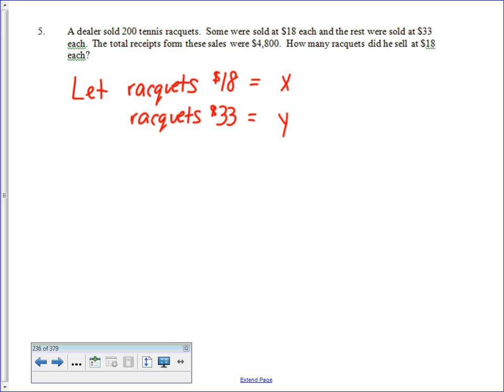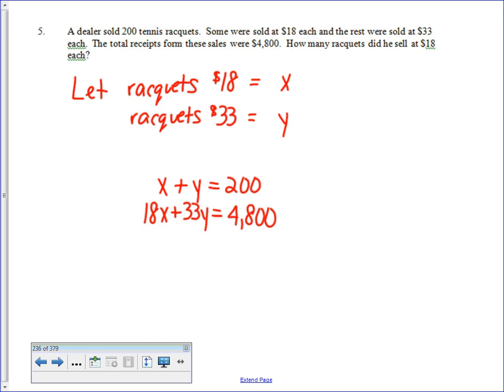Okay, now let's read the question. I sold 200 tennis rackets in total. So I know that X plus Y is 200. This is the number that I sold. My $18 racket is going to be 18 times X, and my $33 racket, 33 times Y, their total sales were $4,800. So this is going to be the setup that I show for both of these equations.